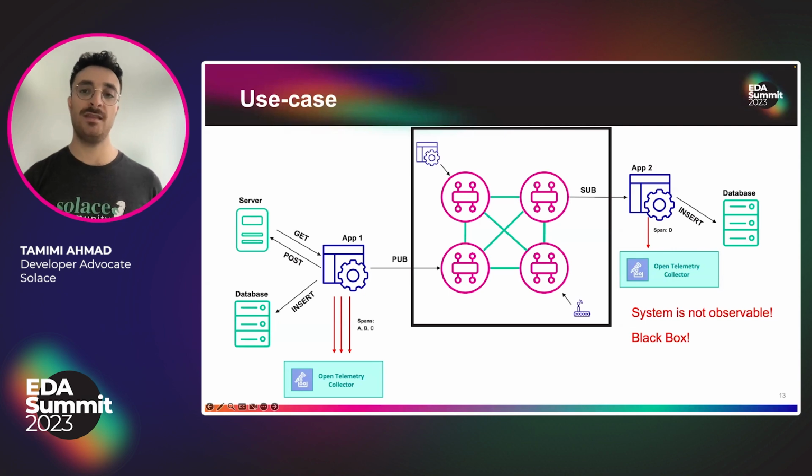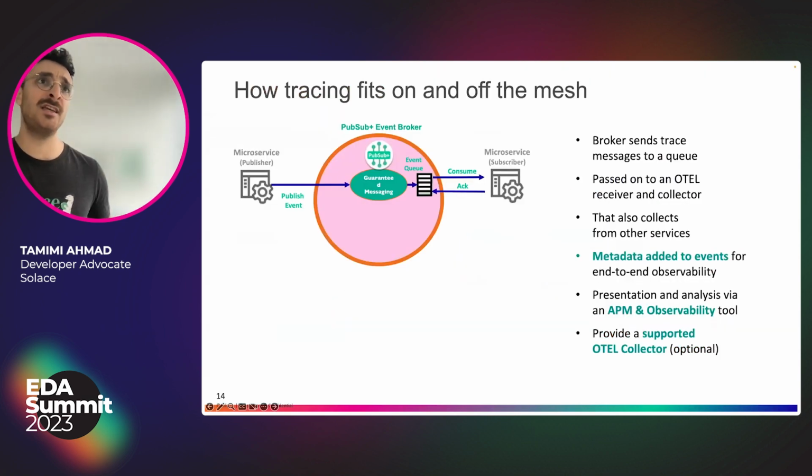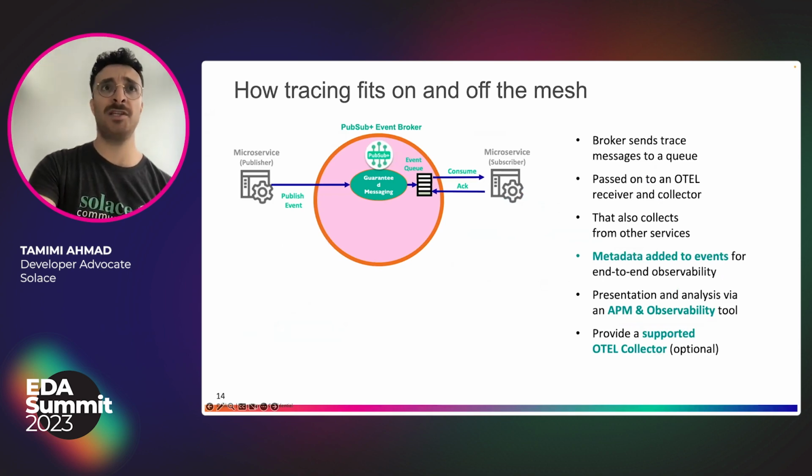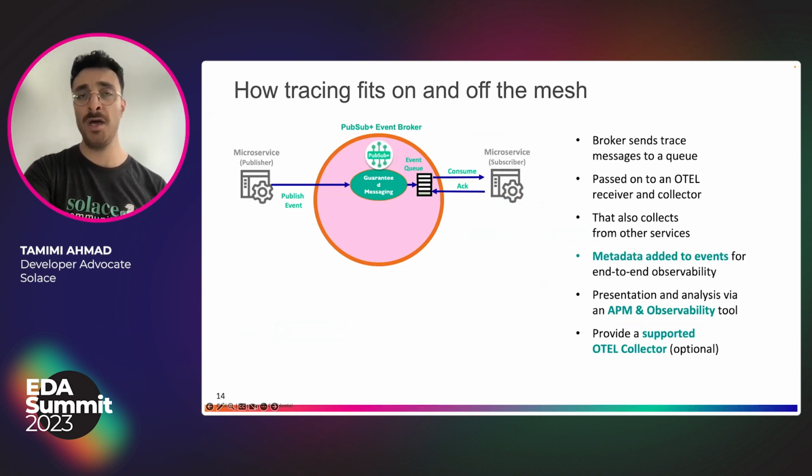And now here I would like to introduce how tracing fits on and off in an event mesh within the context of the Solace broker. So let's say that you have a microservice that is publishing a message to an event broker. So very similar to the use case that I showed earlier. I'm gonna zoom into this, and I'm gonna try to see if I can put a pointer in here so I can explain what we can see in this use case.